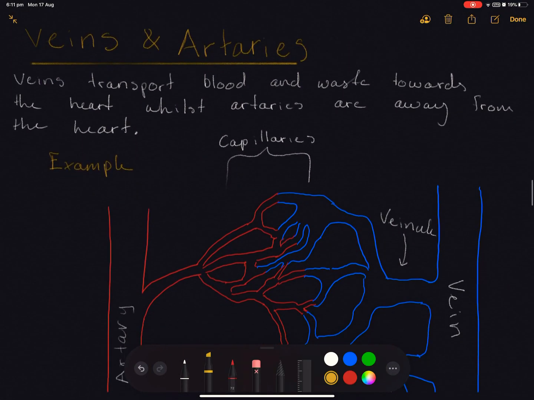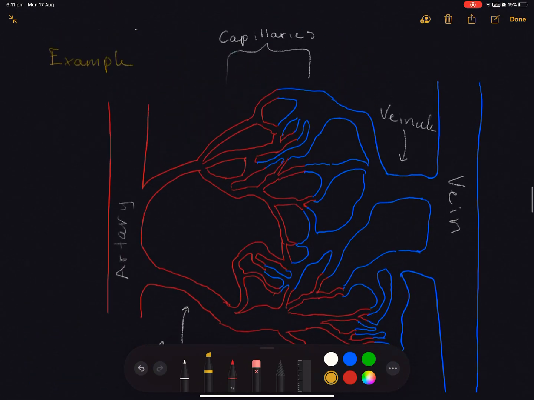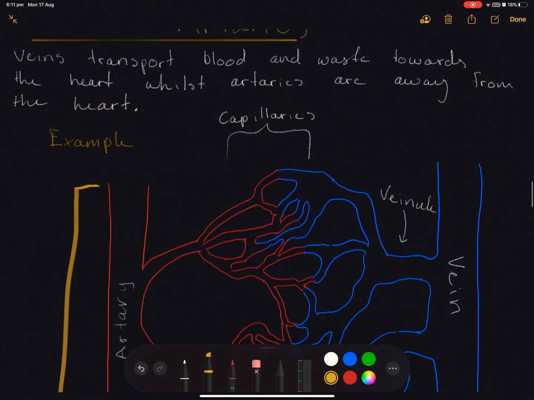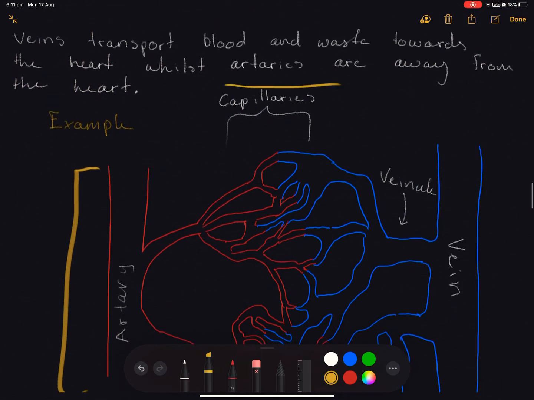So, veins and arteries. It's quite simple, really. Basically, you have the artery, so this part here, and that will split into small little arterioles, right? You will have to know that term. After which, it splits into even smaller parts, which are called the capillaries, right?